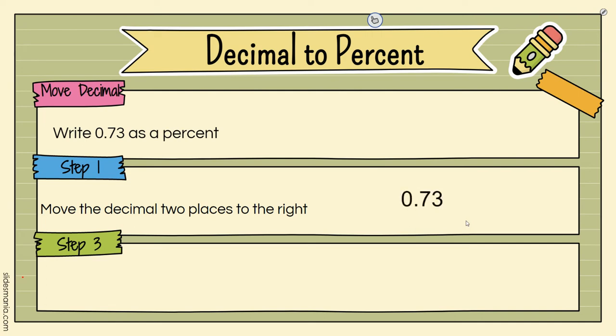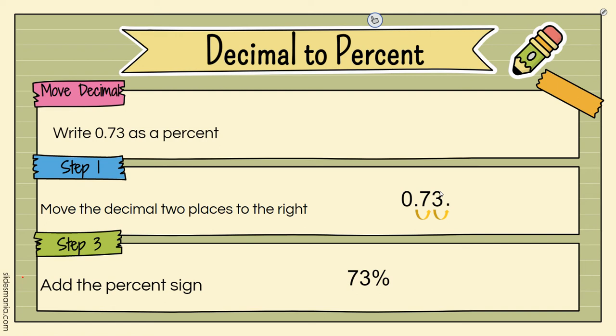So here's our 0.73, 73 hundredths. The decimal moves over 2 times, which gives you a whole number of 73. And then all you have to do is add your percent sign. 73%, done.